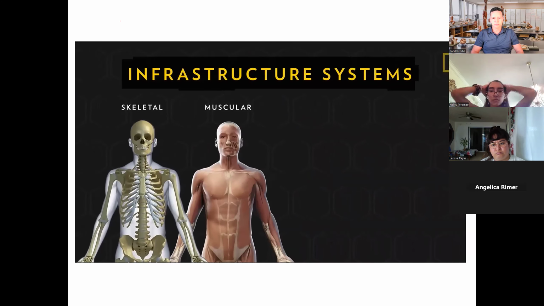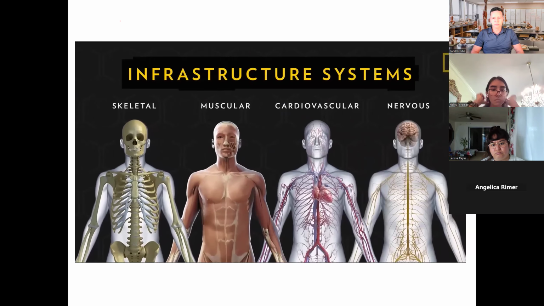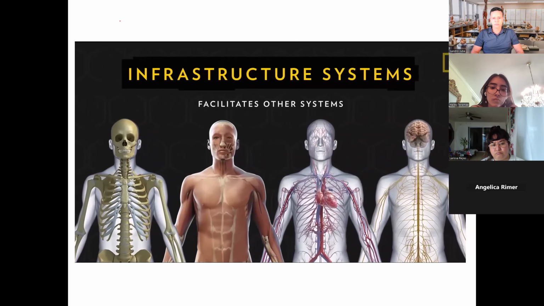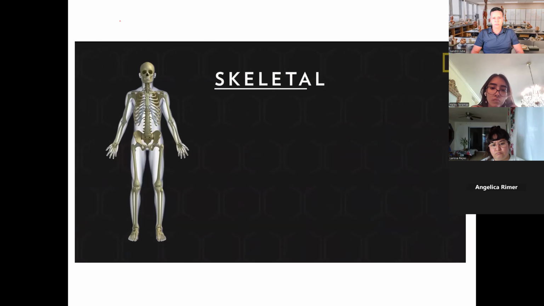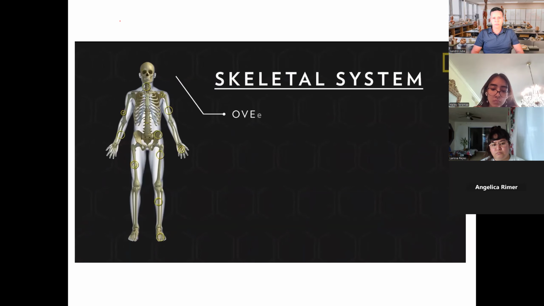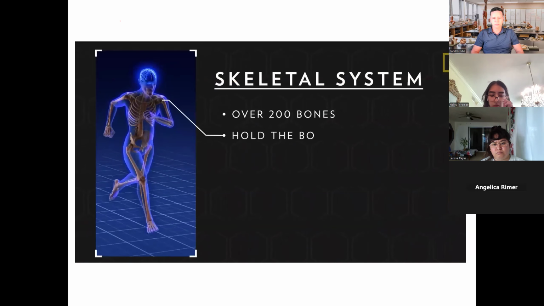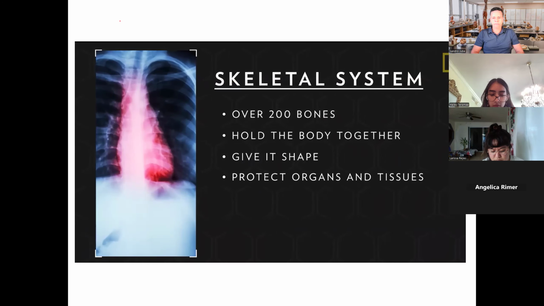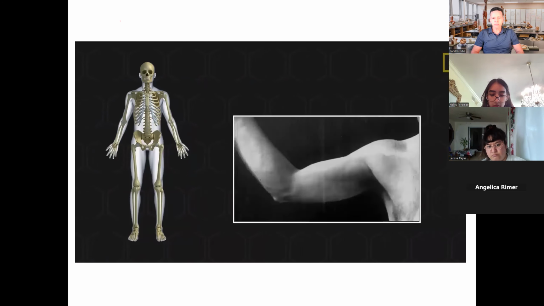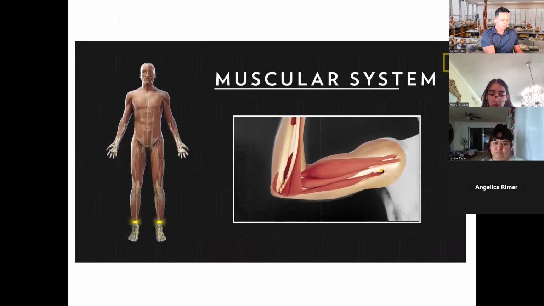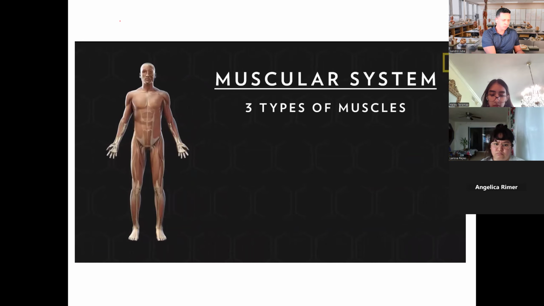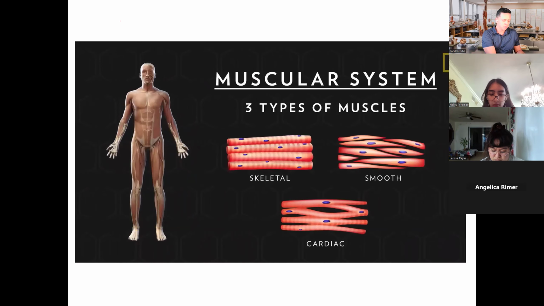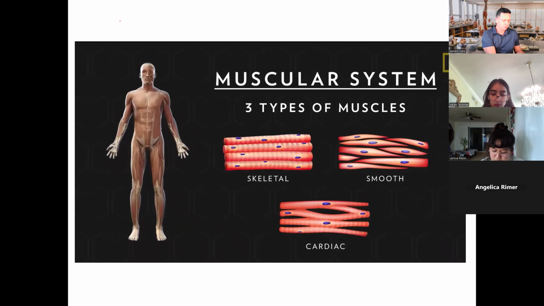The skeletal, muscular, cardiovascular, and nervous systems in particular create an infrastructure that facilitates the other systems. The adult skeletal system is a framework of over 200 bones. They hold the body together, give it shape, and protect its organs and tissues. The skeleton also provides anchor points for the muscular system, which includes 3 types of muscles: skeletal, smooth, and cardiac. They are found throughout the body and facilitate movement.